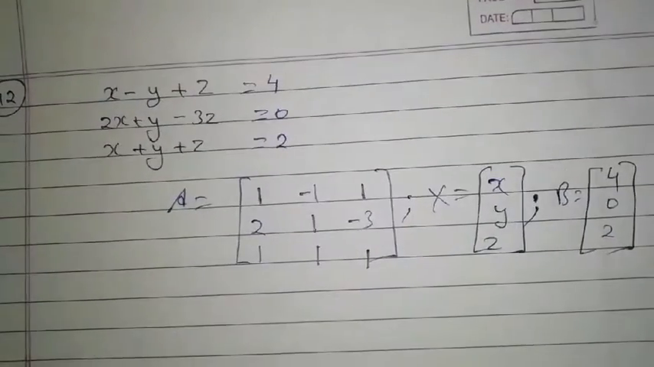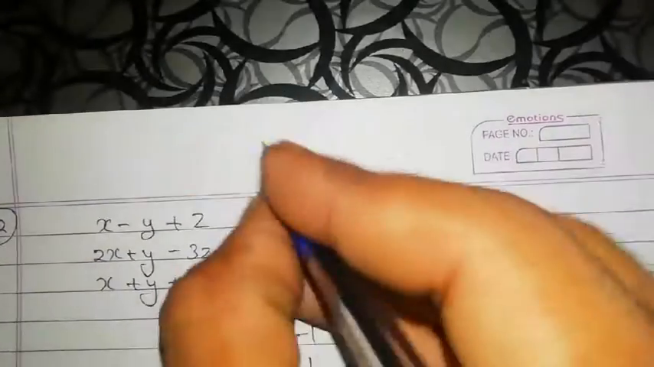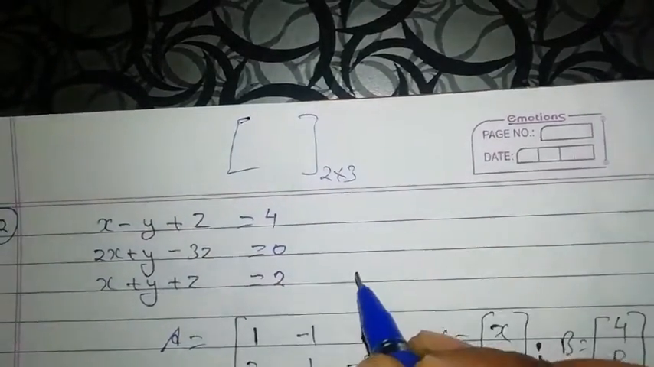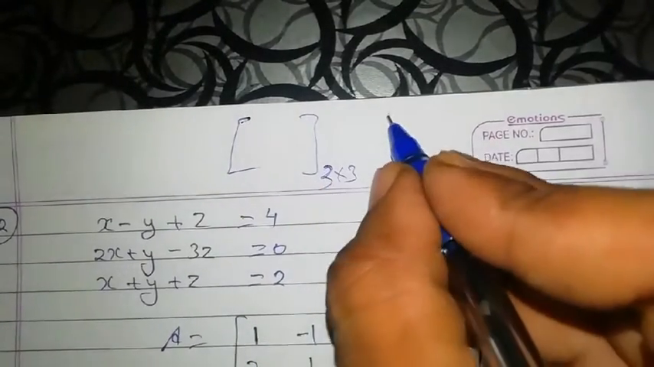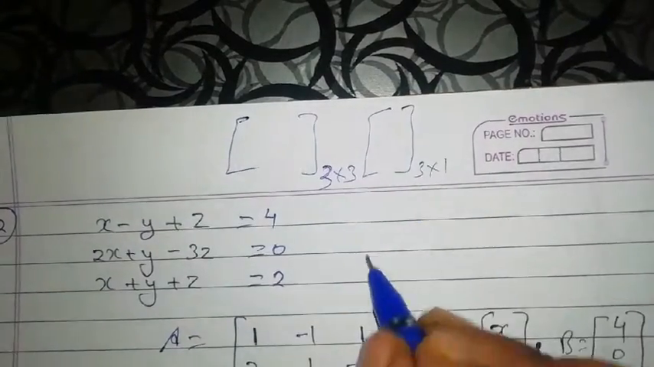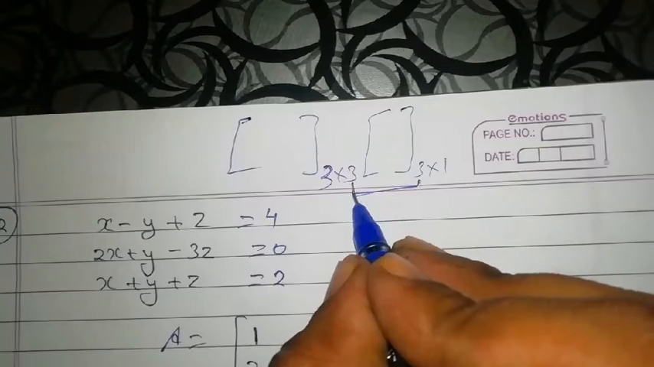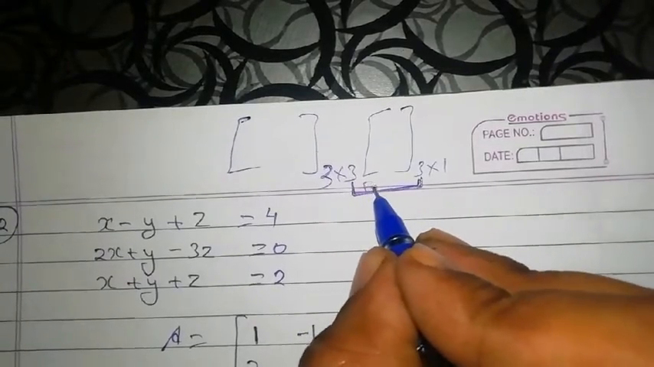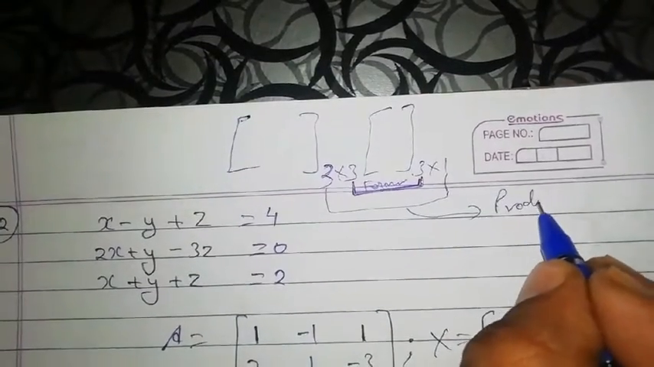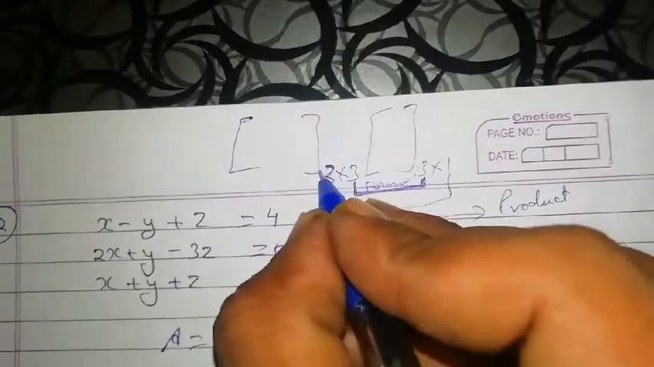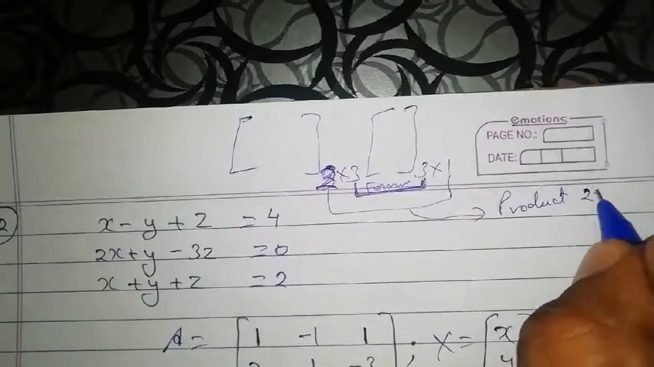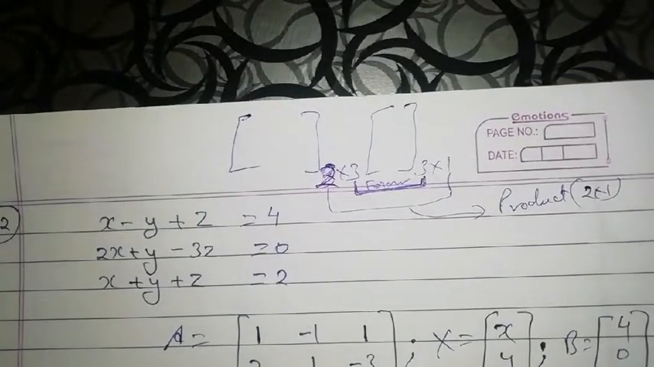Now I think you have remembered the multiplication of matrices: if one matrix is of order 3 into 3, and we have to multiply it by order 3 into 1, then for multiplication these inner orders must be common, and we will get the product in that form. Meaning if it is 2 into 3 and this is 3 into 1, then we will get the product in 2 into 1 form. So remember this point every time.